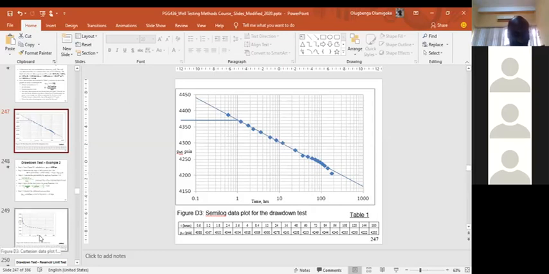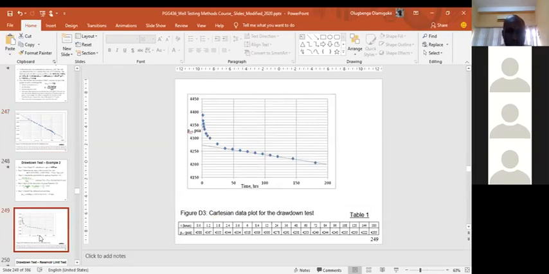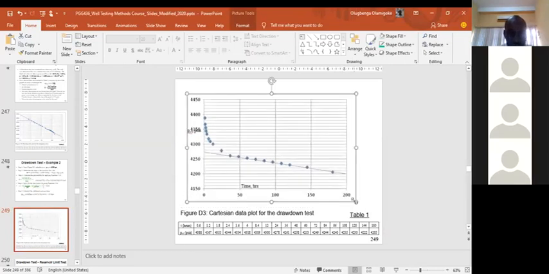Now, hold the thought, and ladies and gents, take a look at this plot. This is figure D3. What type of plot is this? This is a regular Cartesian plot, your regular XY plot. Am I communicating, people? Yes, sir.